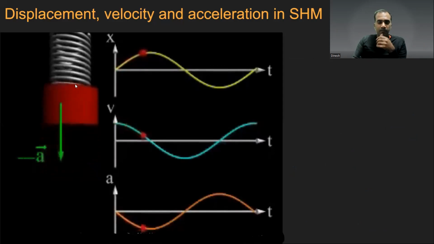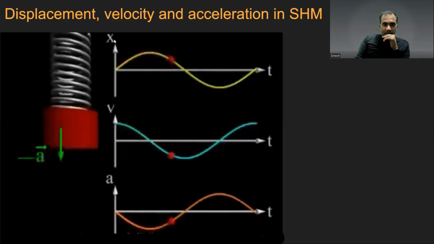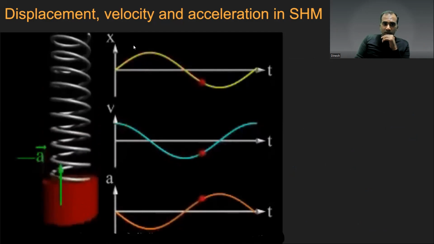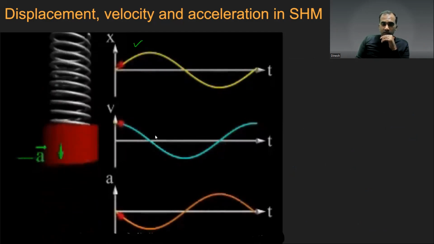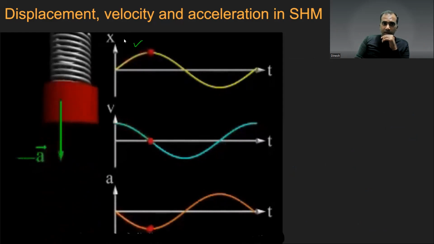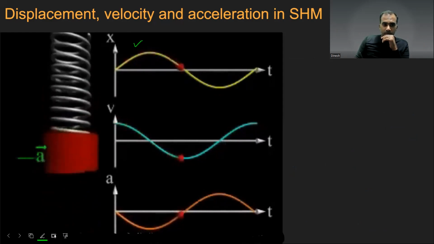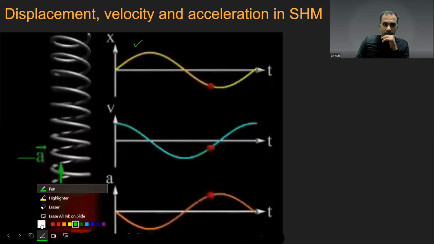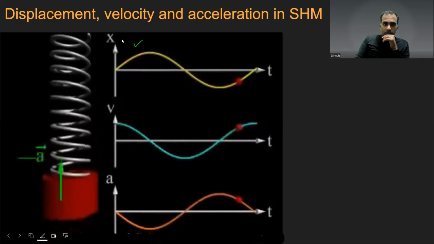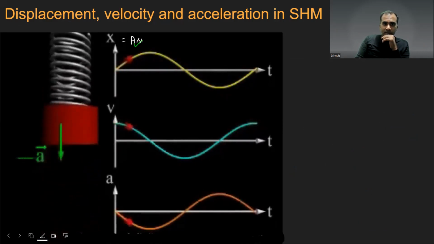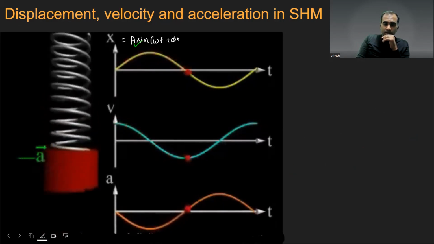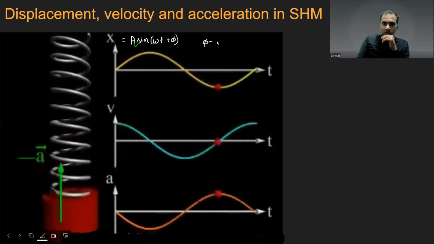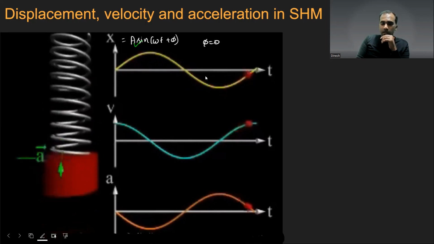See this one? Displacement versus time graph, this is how it looks. If it looks like this, then the velocity versus time graph looks like this. So if you remember our equation, x equal to a sine(omega t plus phi), no? That phi I'm taking as 0 and plotting. Just take phi equal to 0 and plot it. If phi is 0, then only you can plot it like this.